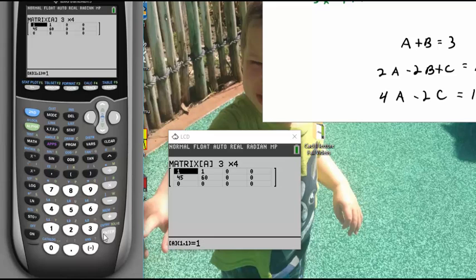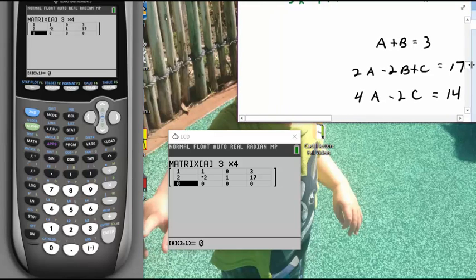And then what would the first row be, including any 0 coefficient? 1, 1, 0. And then don't forget the 3. And then 2, negative 2, 1, and 17. And then 4. What's the next one? 0, because you don't see the b, right? Negative 2 and 14.